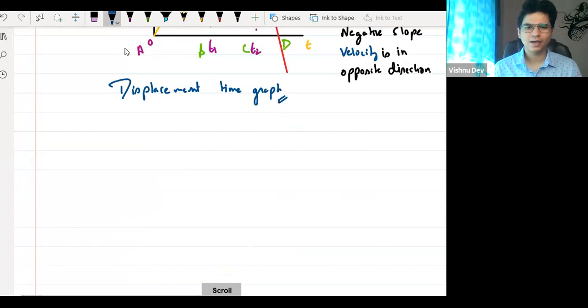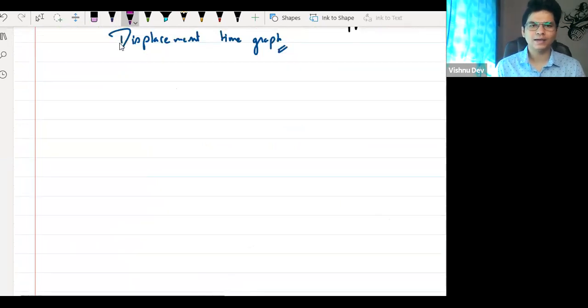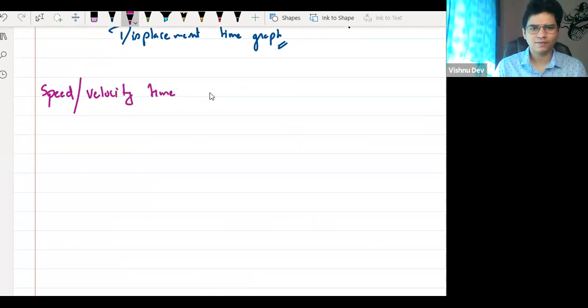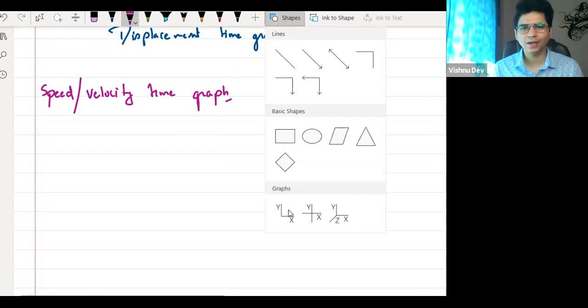Now second type of graph is, tell me, second type of graph is speed time graph. So actually it is called as velocity time graph, right? It is your velocity time graph. ठीक है? Now it is same as position time. The only difference is instead of position we will be having velocity, है ना? So let us see this graph.